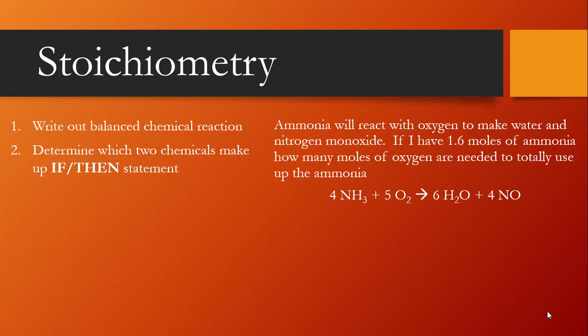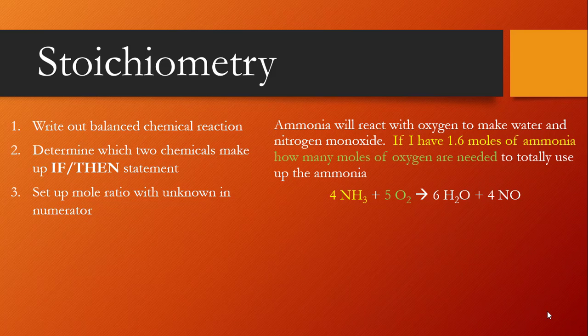Identify which 2 chemicals you're interested in. If I have 1.6 moles of ammonia, so ammonia is my if statement. Then, how many moles of oxygen are needed? So oxygen is my then. Now I'm going to set up the mole ratio with the unknown in the numerator.